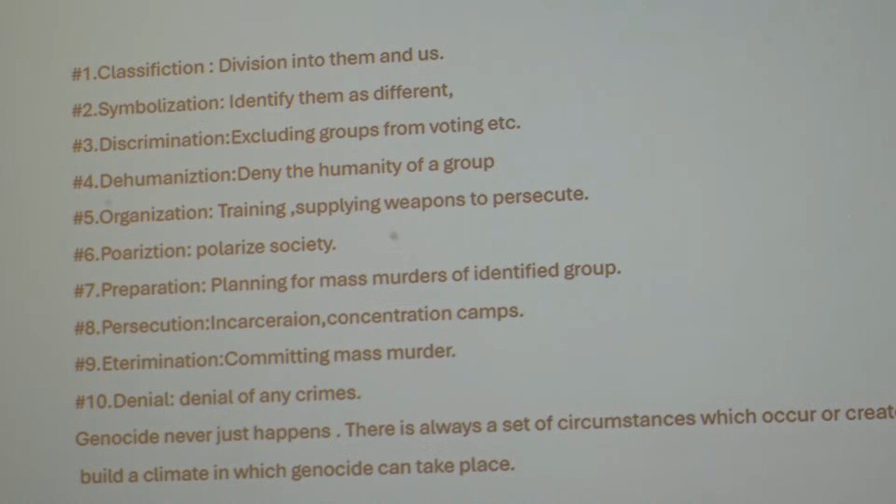Organization, where they train people who will use weapons and persecute the target group. Polarization of the society, this is the most important. So they divide them into two, and the victims could be identified: animals, rats, cockroaches, whatever they want to call them. Preparation, planning for mass murder of the identified group. So remember, preparation. Persecution, incarceration, concentration camps, or many other ways of doing it.